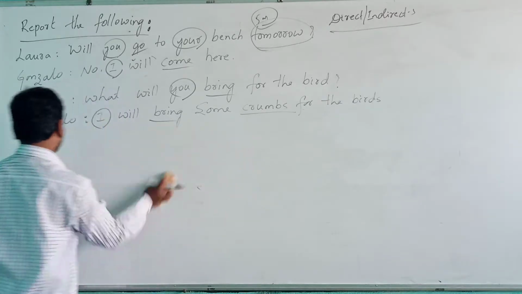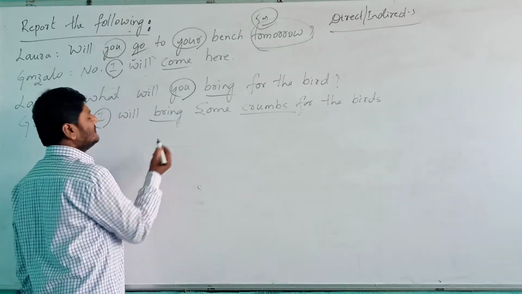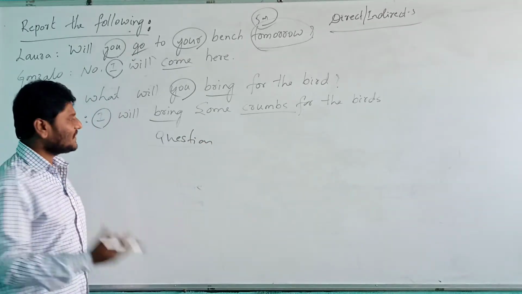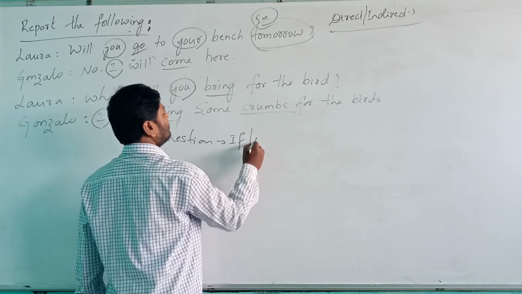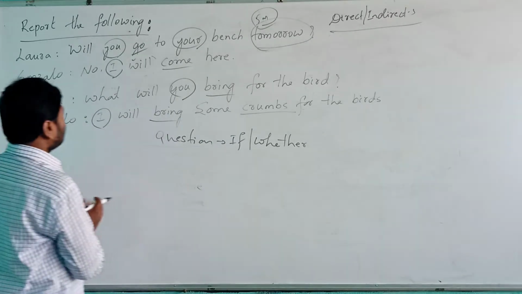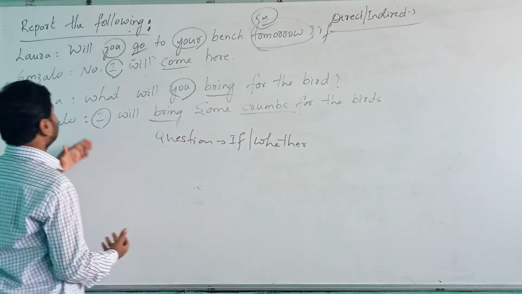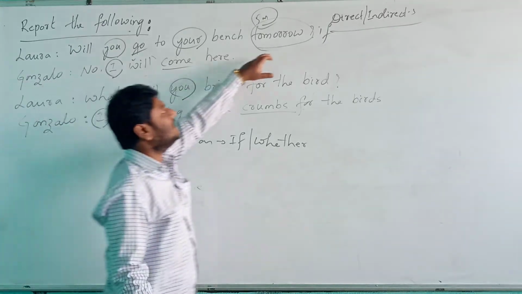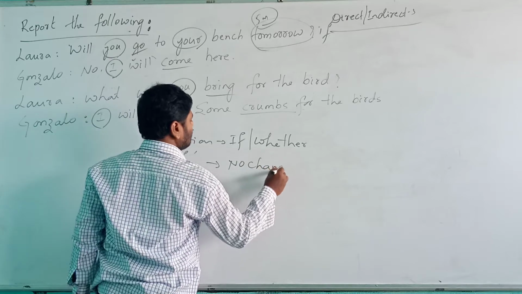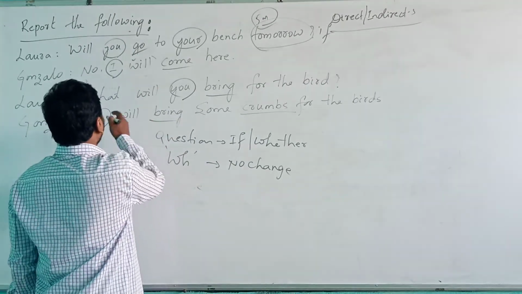After the four points, a fifth point is also important, because whenever we have a question in the sentence, you can use if or whether. Now where do we have a question in a sentence? Will you go to your bench? At this condition we can use if. And in the other one, what will you bring, only here we can use if or whether, or a W sound, WH. There is no change here.